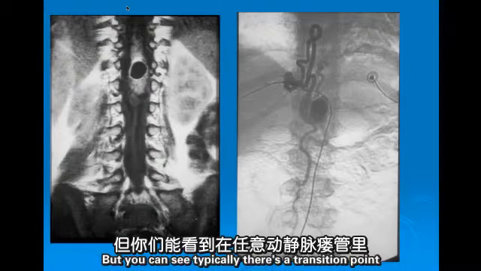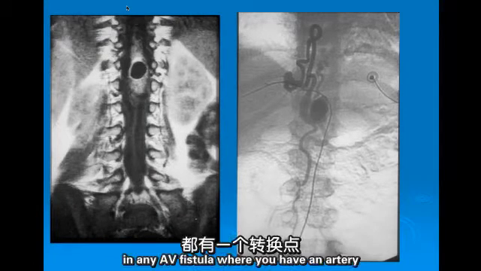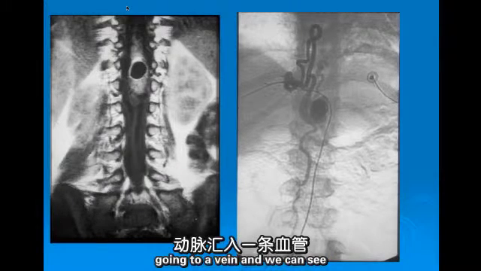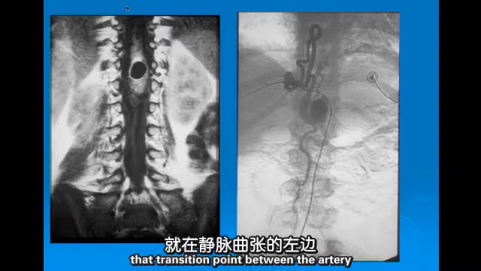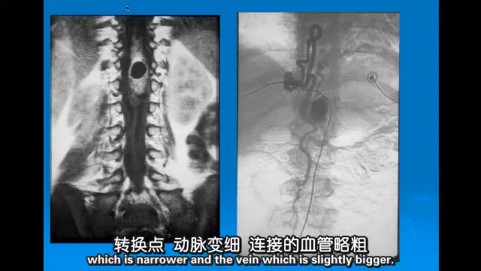But you can see typically there's a transition point in any AV fistula where you have an artery going to a vein, and we can see that just to the left of that large varix, that transition point between the artery, which is narrower, and the vein, which is slightly bigger.